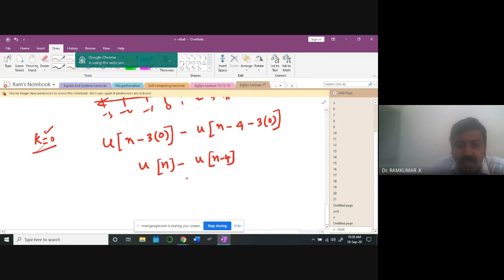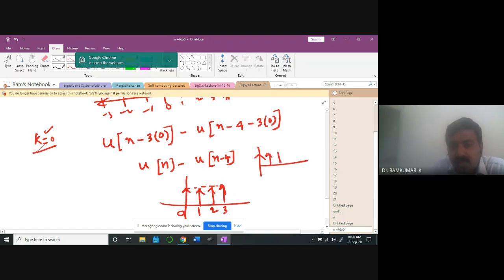Now you know what this signal is. Immediately you know the signal. It's going to be a signal like this: 0, 1, 2. I have 4 samples in between. The fourth sample is going to get subtracted from u of n. So for u of n, it's going to be like this, and u of n minus 4 starts from 4: 0, 1, 2, 3, 4.